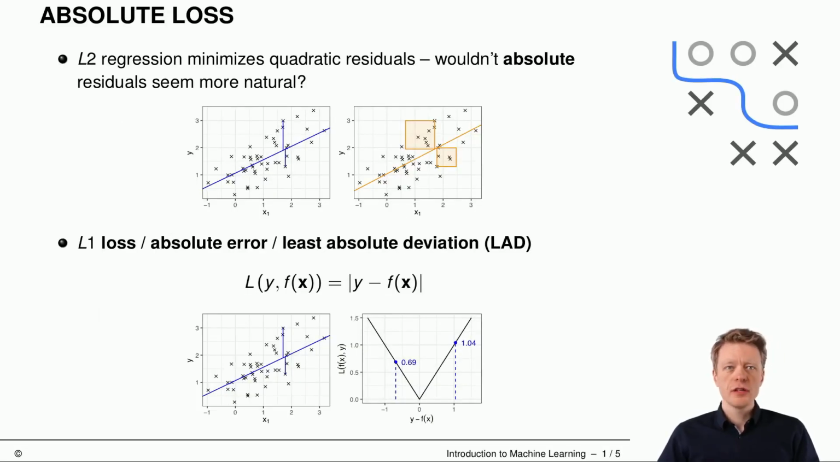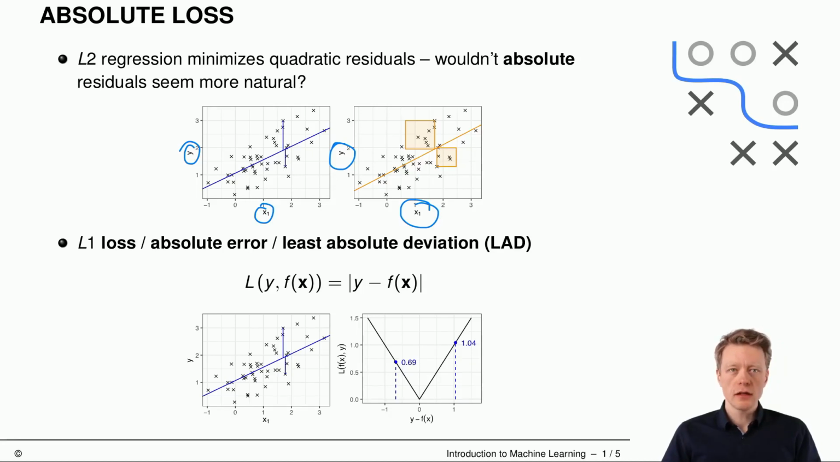Let's talk a little bit about the absolute loss. You already know L2 regression, which minimizes the quadratic residuals. But we can ask ourselves if absolute residuals wouldn't seem a bit more natural, perhaps. So here you see the plot of some data. We have a regression task, so we have a continuous feature x and a continuous target variable y. The points in the two plots are the same.